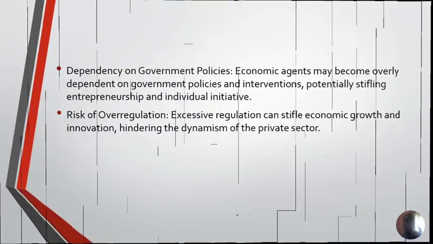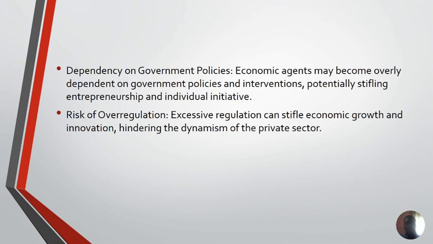Moving forward, we have dependence on government policies. Economic actors may become overly dependent on government policy intervention, potentially stifling entrepreneurship and individual initiative. That's how we end up having poverty traps, whereby they are being given benefits by the government and no longer become entrepreneurs because they feel the benefits will be taken away. The unemployment benefits will be taken away if I become an entrepreneur and create a new business. So they will not want to be entrepreneurs; they will just say, I'm not going to be an entrepreneur because the government is already taking care of me. That's how economic agents will be trapped in the poverty cycle. So that's the dependence on government policies, making sure that the government will always come and rescue us.